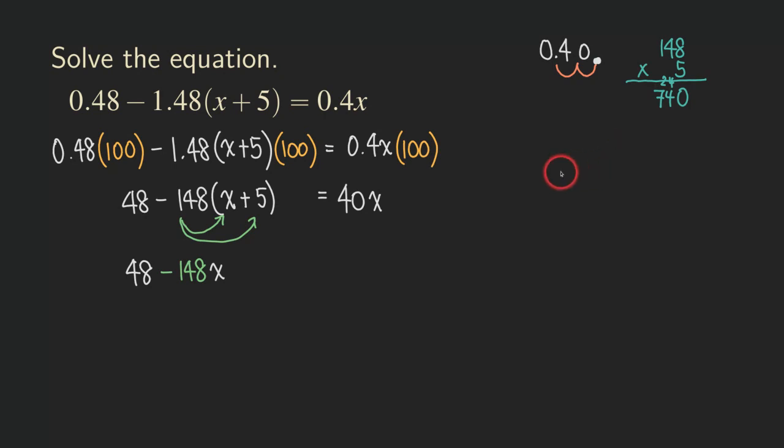And now it's negative 148 times positive 5. So we are going to get a negative number right here. So it will be negative 740. And then we didn't touch anything on the right hand side here. So we are going to get 40x.